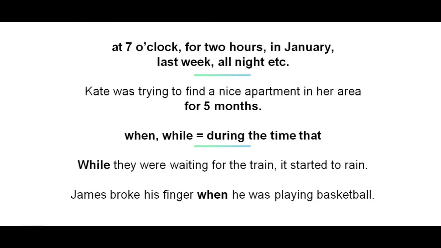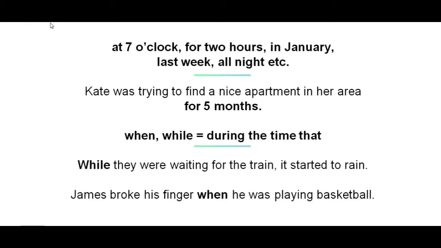We can also use the past continuous tense with such phrases as at 7 o'clock, for 2 hours, in January, last week, all night, etc. Have a look at the example below. Kate was trying to find a nice apartment in her area for 5 months. Was trying for 5 months.